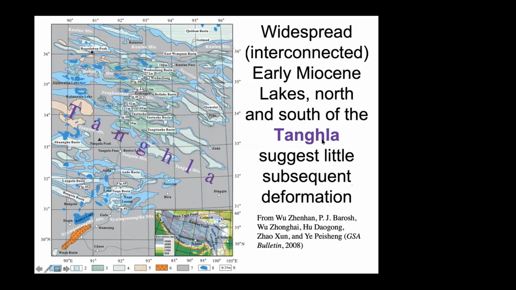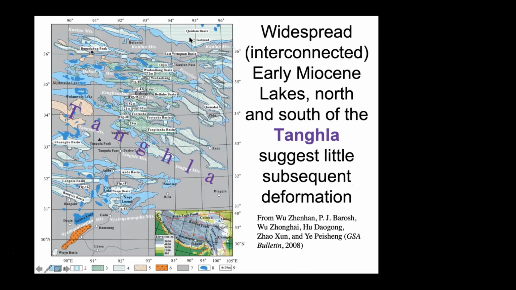Now, this is a study that I don't think has been appreciated enough. Wu Junhan and his colleagues. And what they mapped were lake sediments, and they argue these are interconnected early Miocene lakes. So all of these green areas, they're the same age lakes spread across northern Tibet. This is the Hoh Xil Basin.